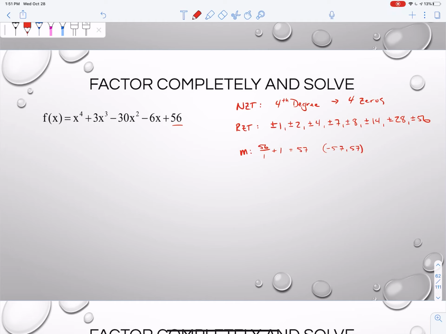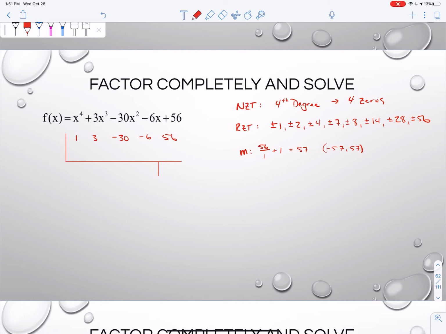Okay, so what I want to do at this point is go through and start testing some factors. So I'm going to be dividing, right? No missing terms in this case, so 1, 3, negative 30, negative 6, and 56. If you're not good at mental math yet, you're about to be. If you get some nasty, crazy numbers, you probably want to have a calculator nearby so that you can check your math or use it as you feel you need to.